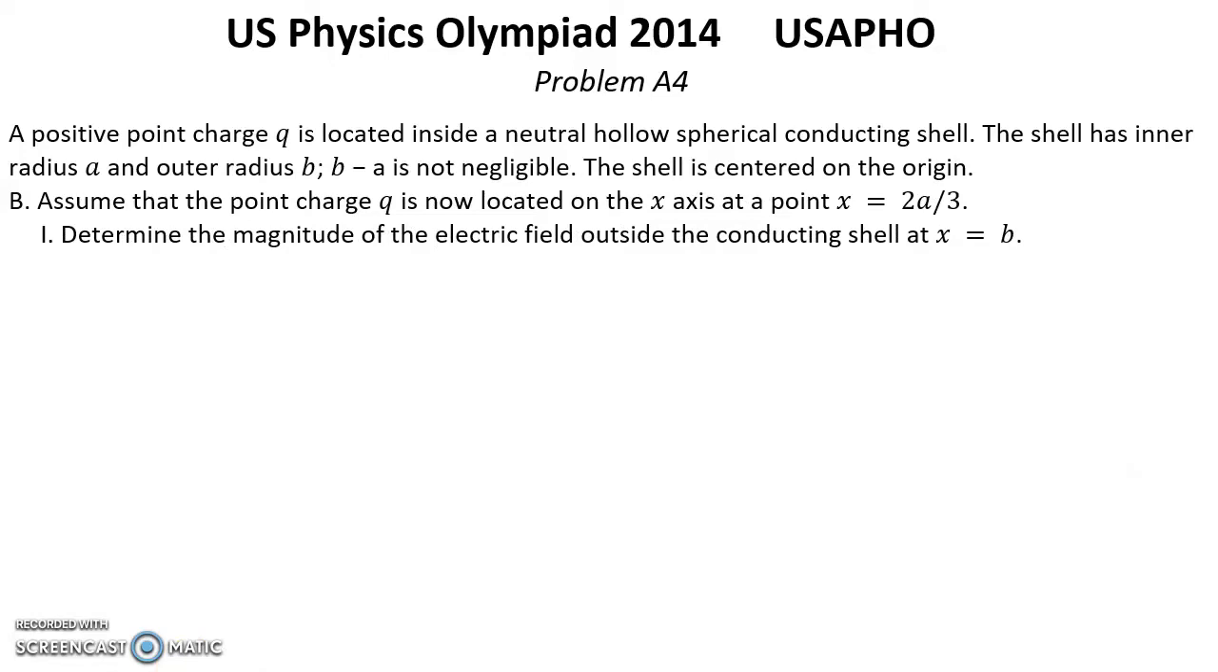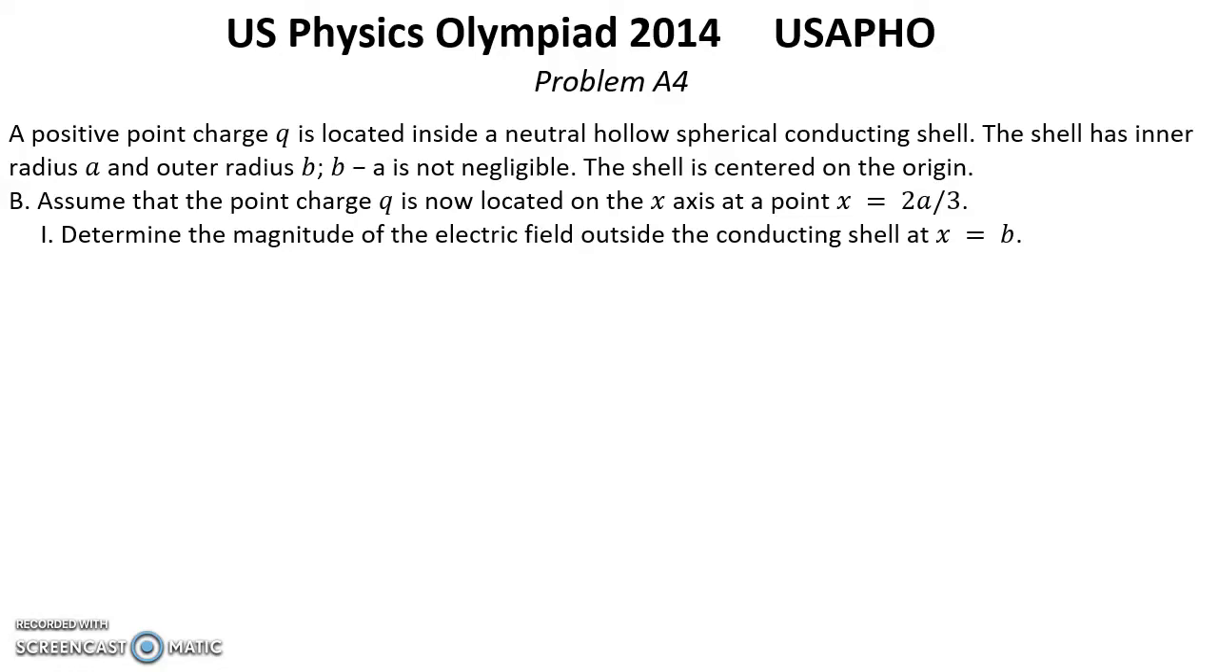Part B. Assume that the point charge Q is now located on the x-axis at point x equals 2a over 3. Question 1. Determine the magnitude of the electric field outside the conducting shell at x equals b.